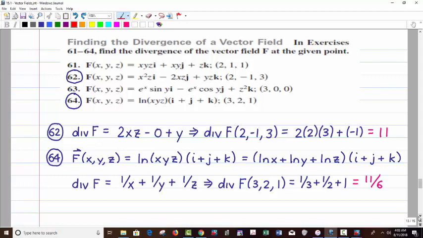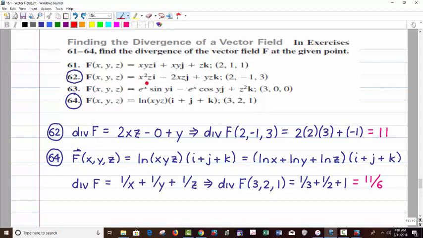So let's take a look at this. Now you see these are given at points, but it doesn't have to be evaluated at a point. The divergence can just be a scalar function of x's, y's, and z's. It can have an answer of x's, y's, and z's, but it just won't be a vector. In other words, you could have an answer that was 2xz plus y squared. That's not a vector, but that would be the answer.